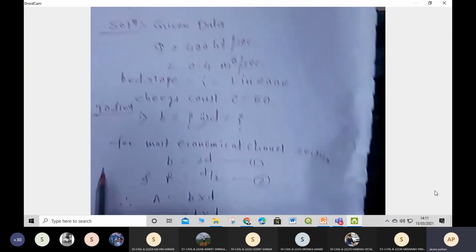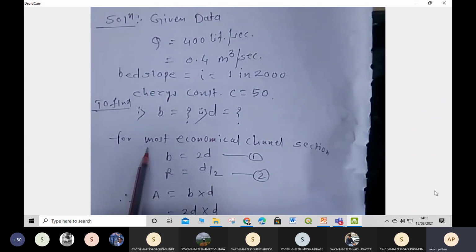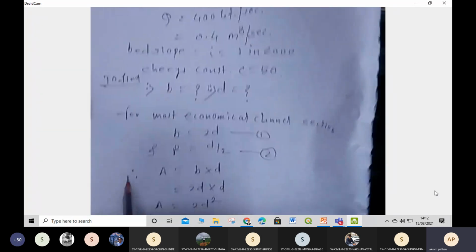Okay, so we have the two conditions for the most economical channel section. The first condition is B is equal to 2D, that is the width is equal to twice the depth of flow, and the hydraulic mean depth R or M is half of the depth of flow. These are the two conditions we got earlier in the derivation itself. So we have to apply these two conditions.